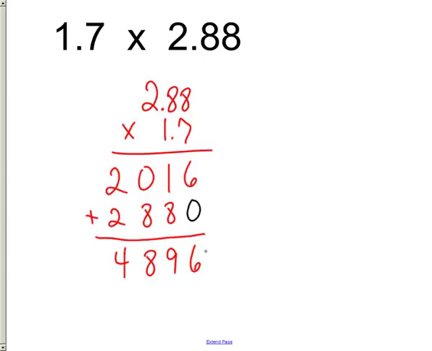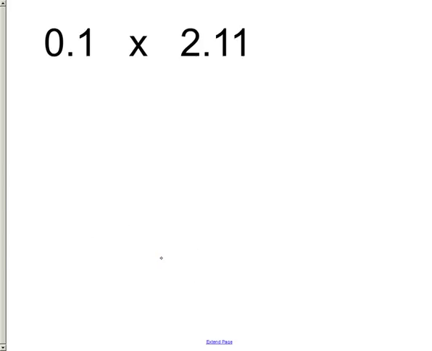So we get 4896 down here for the numbers, but then again we need to count up our decimal places. There's 1 here, 2 there, so we'd move our decimal over 3 spots to make it 4.896. This one, since it's just 2 numbers, I'm going to slide it underneath 2.11.